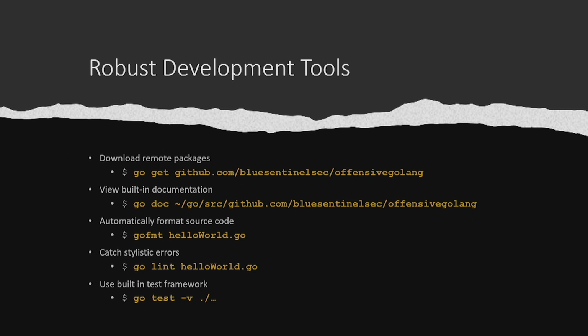And let me zoom into code formatting, for example. So if you write a Go program, if you want to format it so that it's uniform and the way everybody else is using it, you use a utility called gofmt. It will automatically format your program.